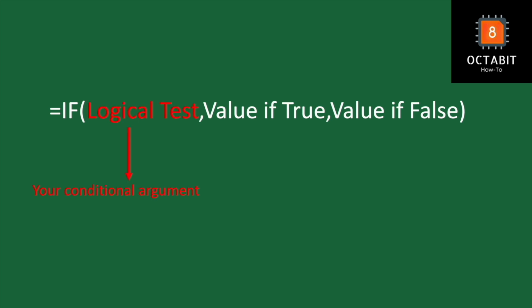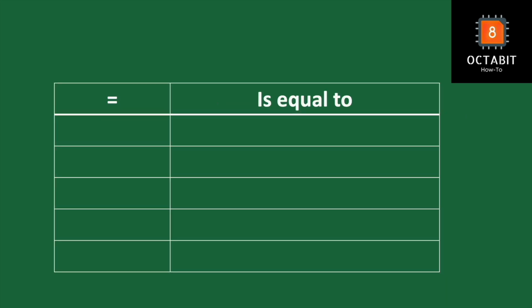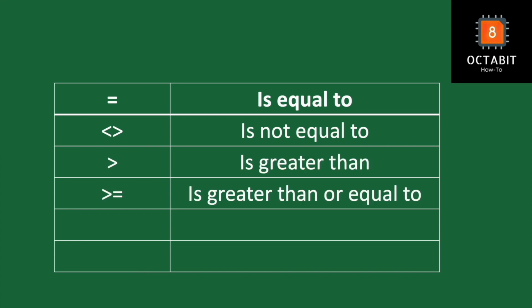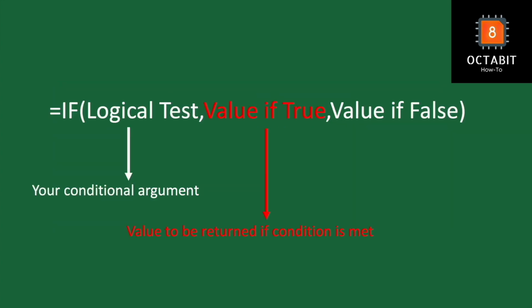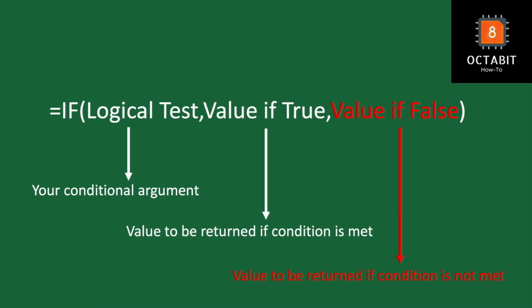The logical test is the conditional argument. It is composed of two values with one of the following symbols in between: is equal to, is not equal to, is greater than, is greater than or equal to, is less than, and is less than or equal to. The value if true is the value to be returned if the condition is met. And the value if false is the value to be returned if the condition is not met.